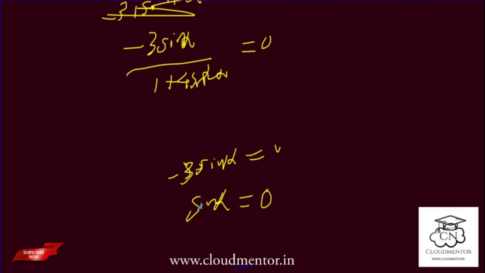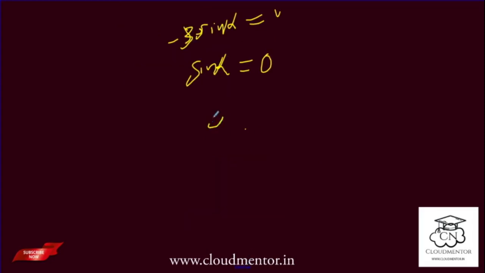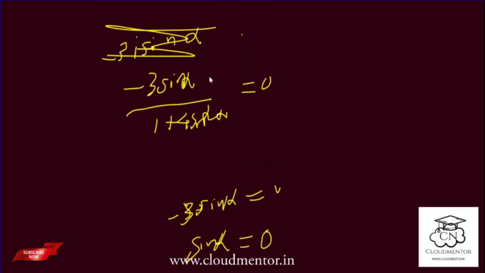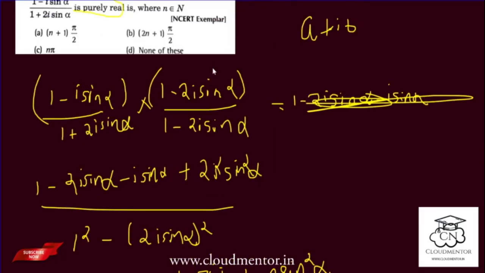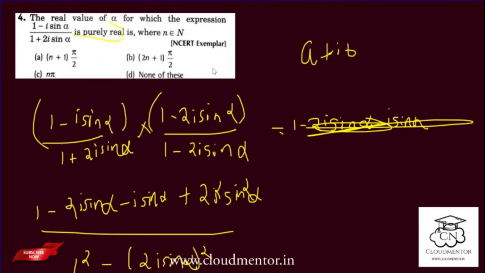Sine will be 0 when alpha is equal to n pi. So it is a multiple of 180 degrees. If it is a multiple of 180 degrees, then the value of sine will be 0. So which is the option? Yes, option C is the right answer.